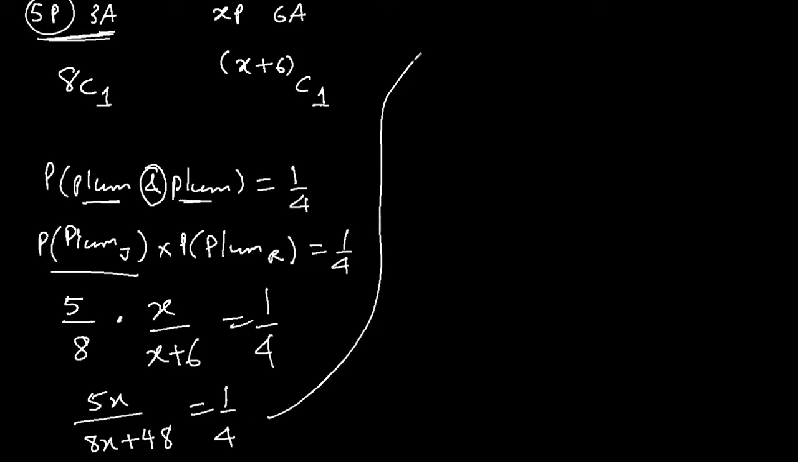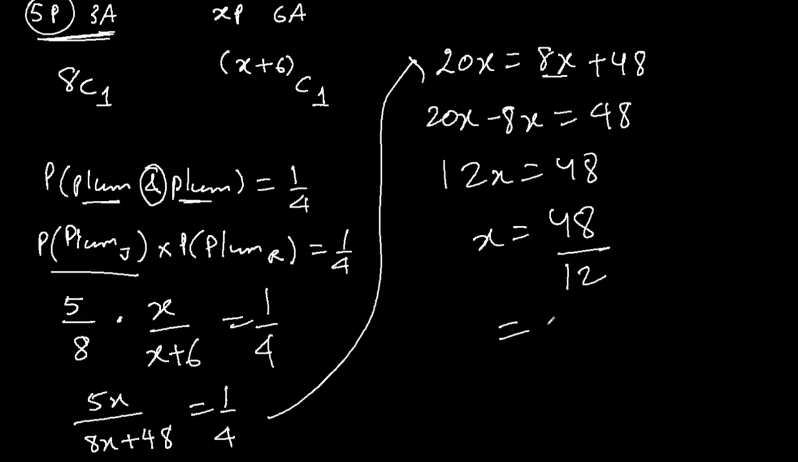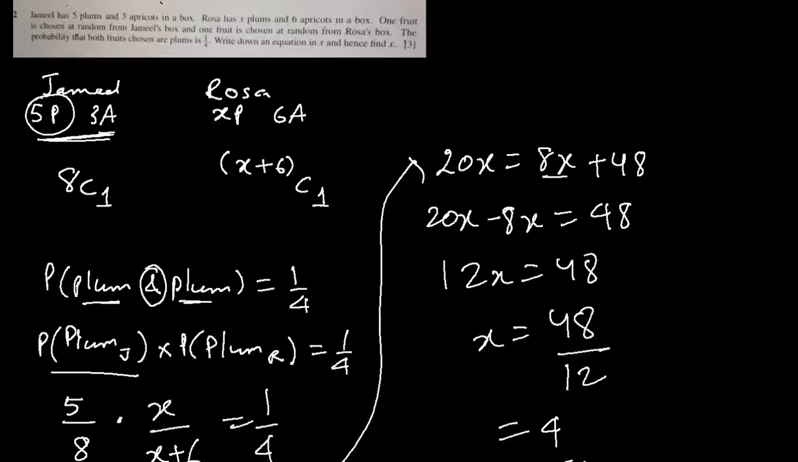So let's complete it here. Cross multiply: 4 times 5x will be 20x, equal to 8x plus 48. So 8x goes to the other side. 20x minus 8x equal to 48. 12x equal to 48, and x becomes 48 over 12, which is 4 plums. So Rosa has 4 plums.